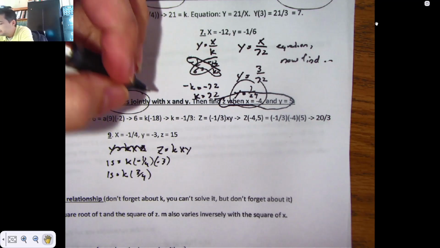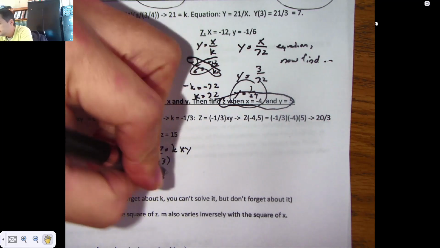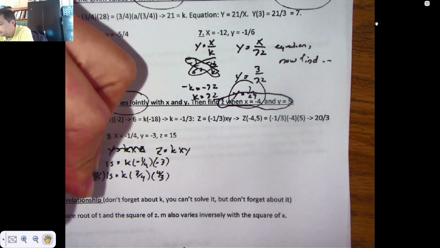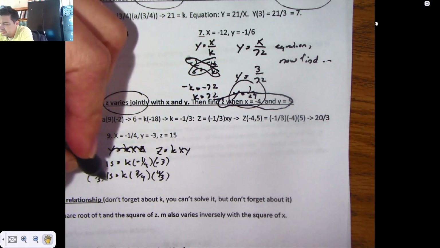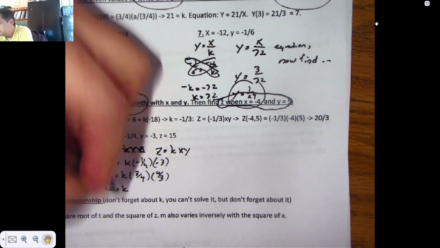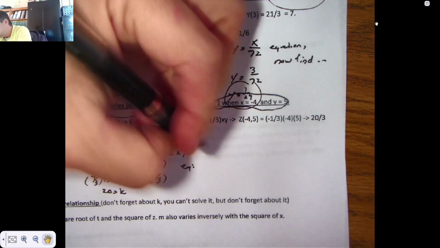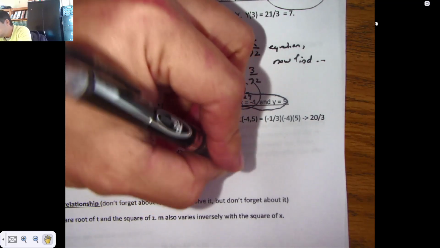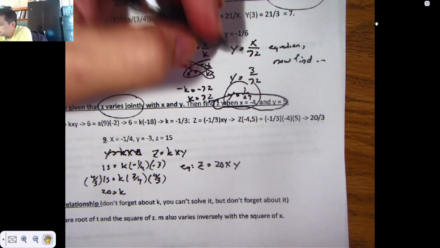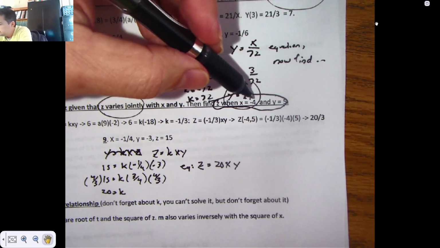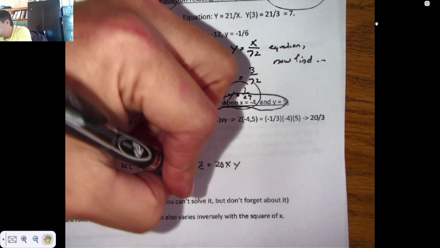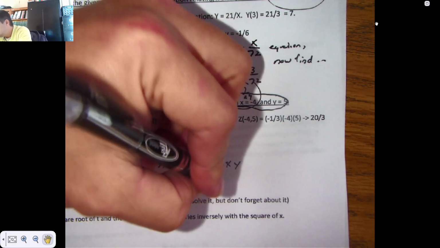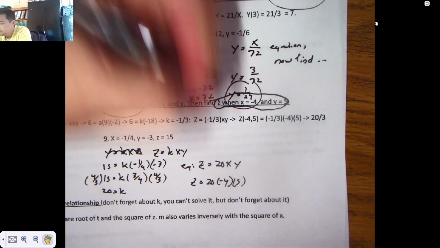I hit it with the reciprocal idea. I multiply both sides by 4/3. And this would be 60 over 3, which is 20. 20 is my constant. So my equation becomes z equals 20xy. And now I find z when x is negative 4 and y is 5. So z equals 20 times a negative 4 times a 5. That should be negative 400.